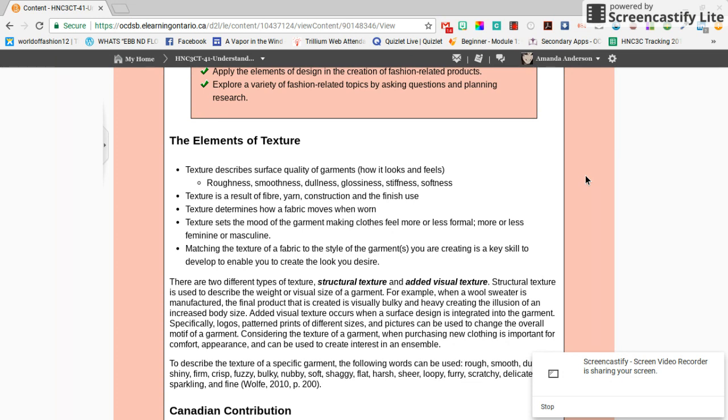Texture also is visible when a fabric moves. So if someone's walking down a runway, you can see the fabric, you can see how crisp it is, how stiff it is, and that gives you an idea of what the texture is like. Sometimes texture makes clothes feel more formal, and sometimes it makes someone seem more feminine or more masculine. Generally, softer, more form-fitting garments are considered more feminine, and crisper, more stiff garments are considered more masculine.